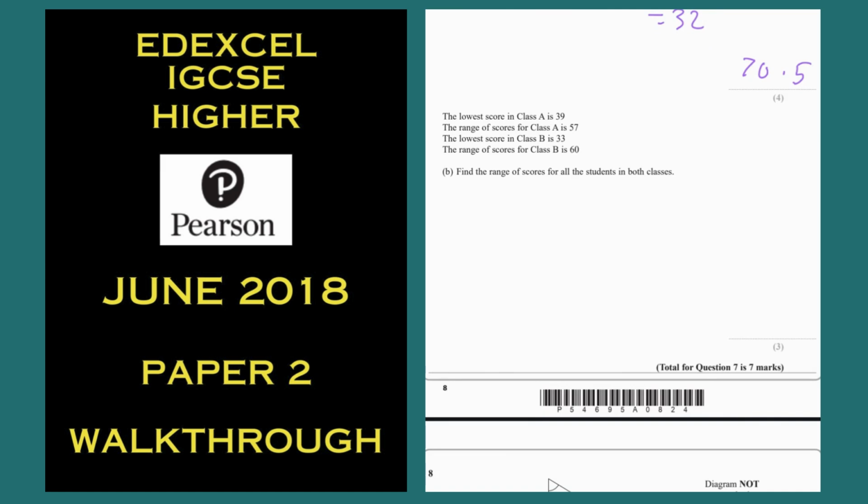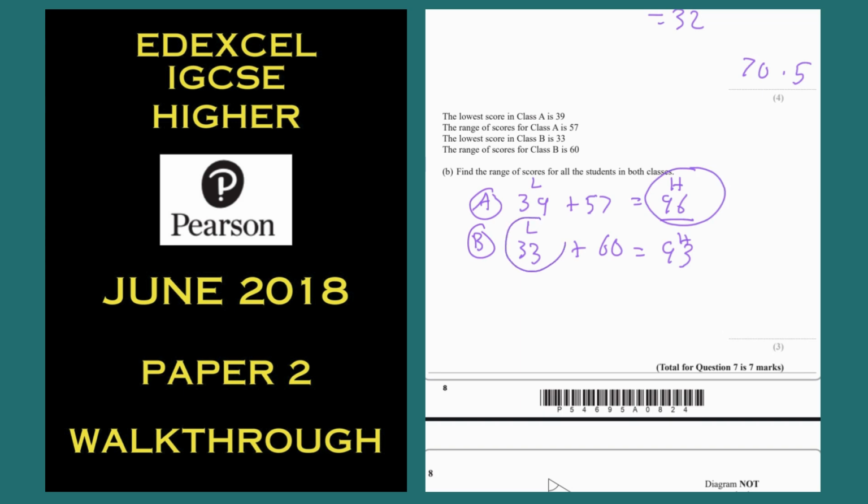Next bit, easy when you suss it out, in my opinion. So the idea is, if you look at just the information from Class A, the lowest is 39, the range is 57, so their highest is 96. So we've got lowest and highest. And in Class B, lowest of 33, range of 60, so highest of 93. Find the range for all the students, so that is biggest, take away smallest. So 96 minus 33 gives us 63.